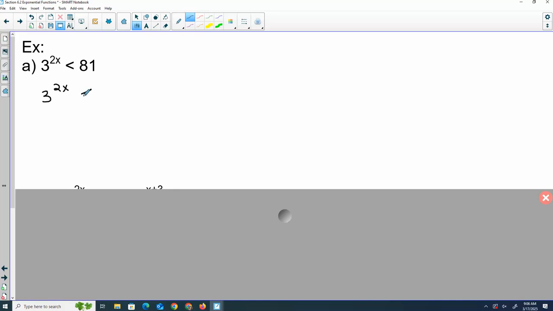How could you write 81? 3 to the 4th. Okay, so I kept saying your base has to be bigger than 1. This works. If you decided for some unknown reason you wanted to go to a 1/3 power, it would work. You could do a 1/3 power on both sides, but because 1/3 is less than 1, it flips the inequality. So just stick with the bases bigger than 1.